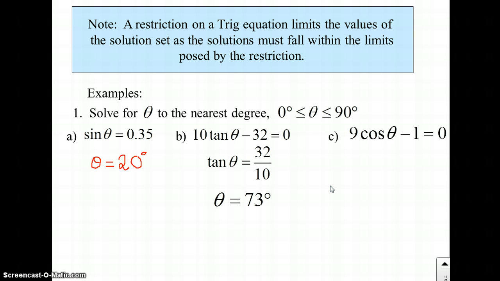Third example, 9 cosine theta minus 1 equals 0. Again, I want to solve for cosine theta, so I'm going to add 1 and divide by 9. So cosine theta would equal 1/9. Again, in grade 10, we solved this by going second function cosine, 1 divided by 9. And angle theta is 84 degrees. Now all these angles, 20, 73, and 84, are angles between 0 and 90, so they fit our restriction.